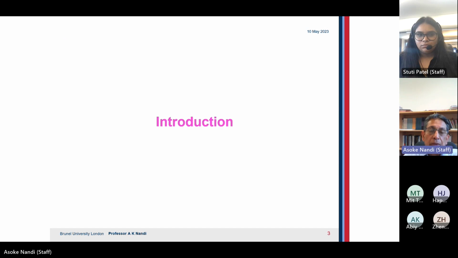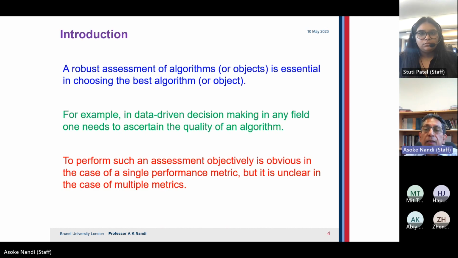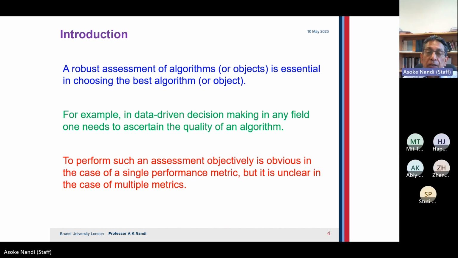Okay, so introduction. If you think of algorithms, it doesn't have to be an algorithm. The question could be like, you want to buy a car, and there are five different models, which is the best one? Or anything, but it is in the context of science and engineering, though it could be used in any other thing. But I'll tell you that there are some contexts that are important, and I'll come to that. So basically, you want to know what is best in such circumstances. And so that's why we need a robust assessment of algorithms or objects in choosing the best algorithm or object.